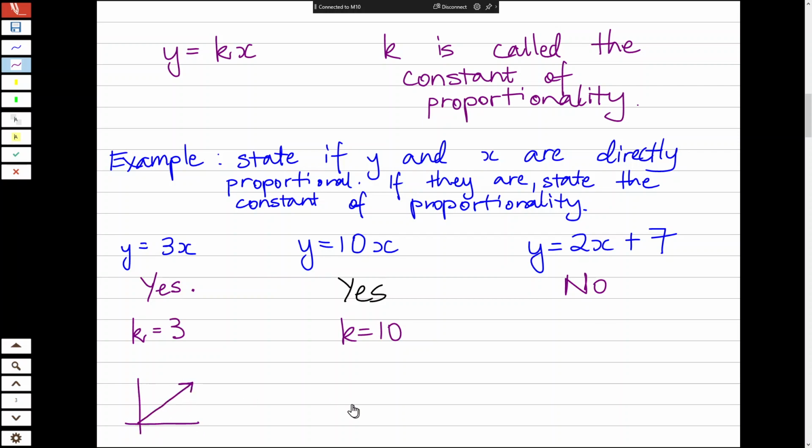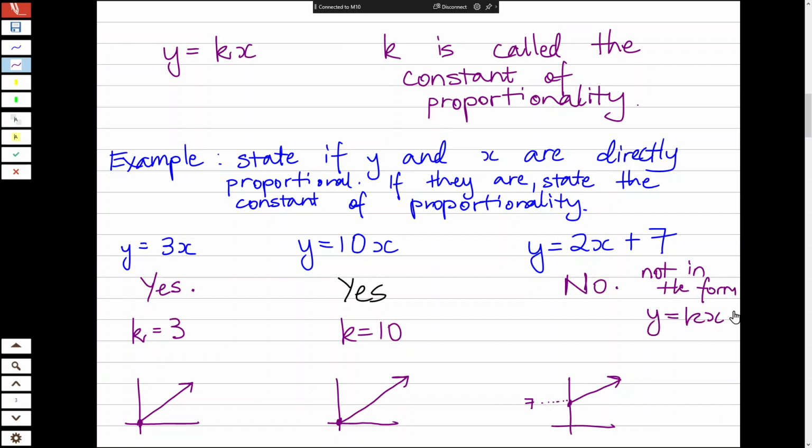Very good. So the first two cases, you've got a graph going through the origin, 0, 0. In this last case, it's not going through the origin anymore. See how it's starting up here now at 7? It's not in the form y equals kx. I've got a number added on at the end. Okay? So you're looking for this. If you can't do that, then it's not directly proportional.